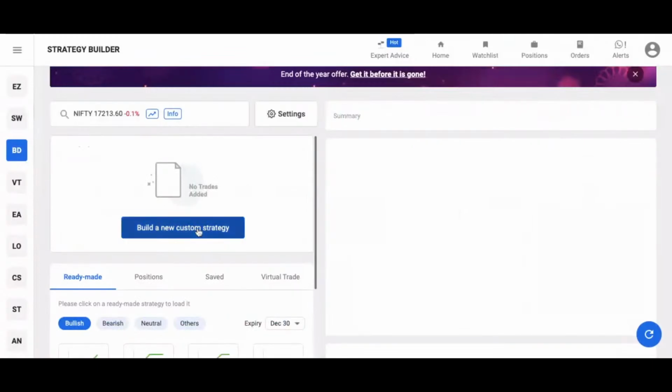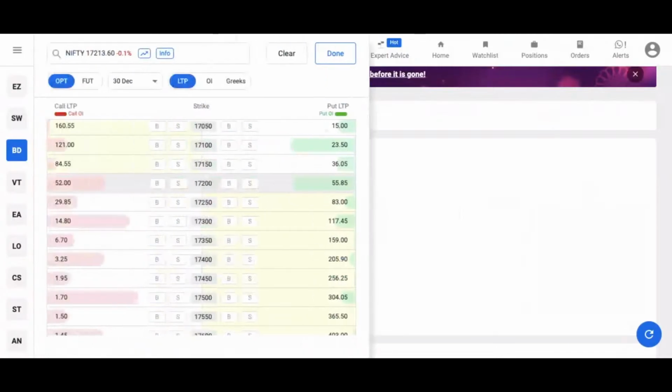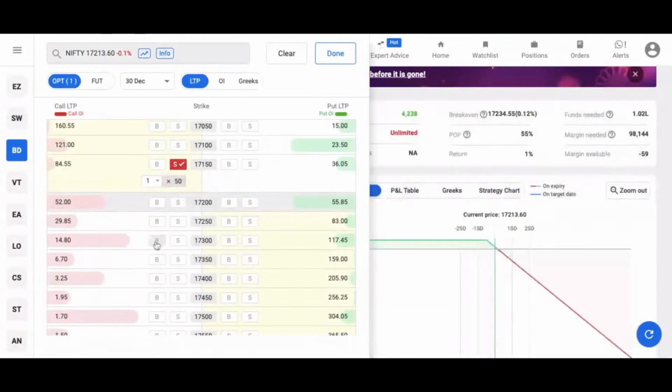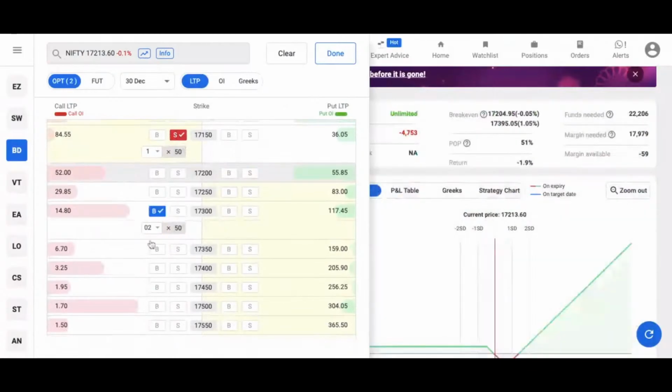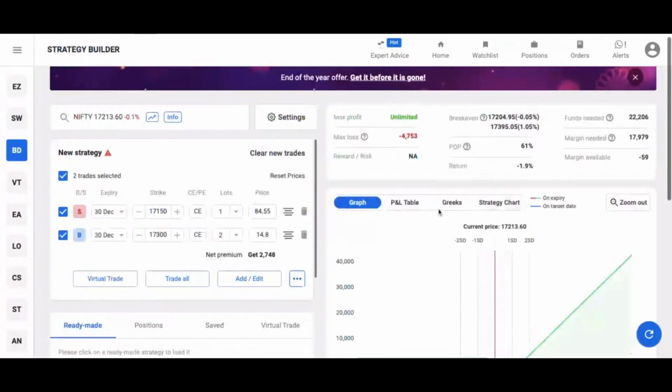The next thing we'll look at is a call ratio back spread. This is again implemented when you're extremely bullish. You sell something which is in the money. So this is basically what a call ratio back spread looks like.